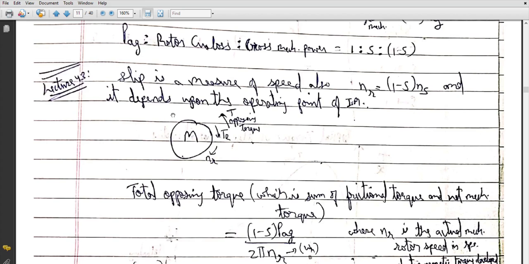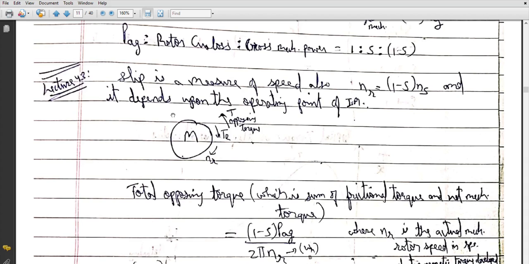Now, this torque slip characteristics is very important. You must be able to understand it properly, conceptually, so that you'll be able to solve various numericals. Not only that, you'll be able to understand how your machine is actually, practically, physically operating. So I request you all to pay much attention to this topic because it is very important.